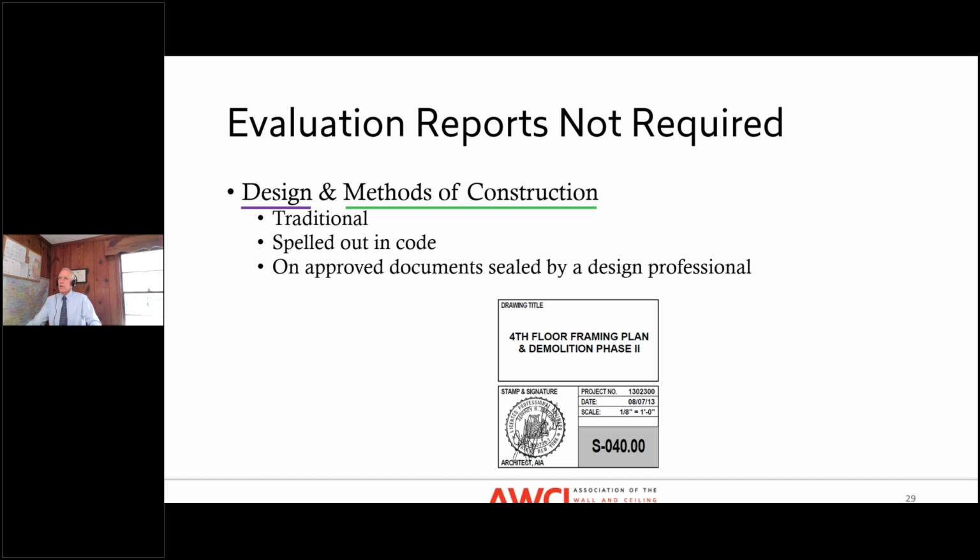And then the third method where evaluation reports are not required is when the method of construction or the design is on the approved document sealed by the design professional. And this is just a little corner off of a drawing. I find it strange that this is engineered drawings, but it's got a stamp and seal from an architect. But again, it says document sealed by a design professional. It doesn't really give the details. I know the state laws a lot of times will say what kind of design professional has to sign and seal these things. So that's design, that's methods of construction.